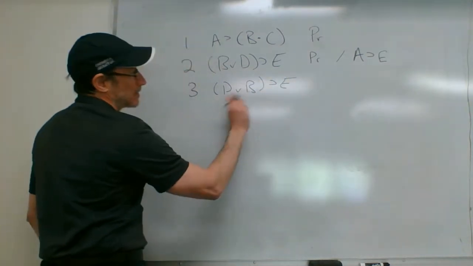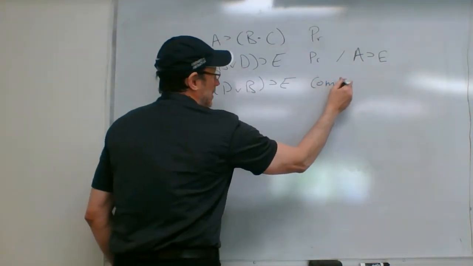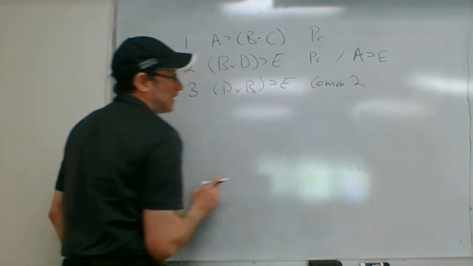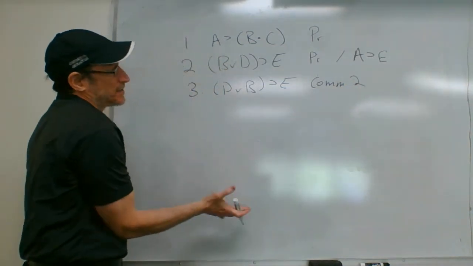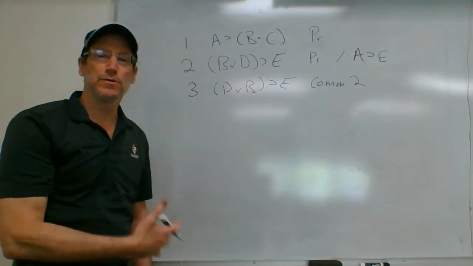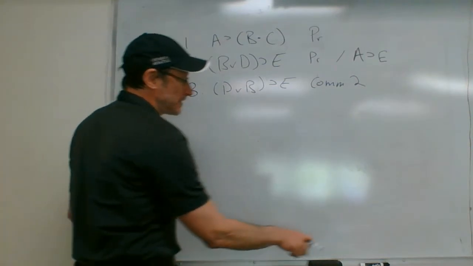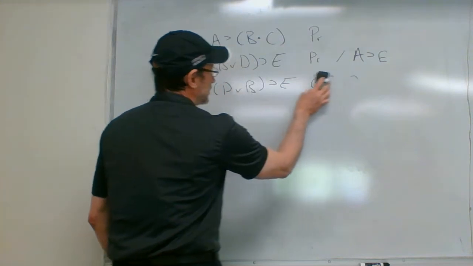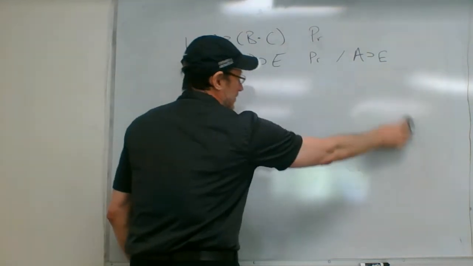This would be commutation on 2. I could do some other steps, and then I could say to myself, you know what, I'm going to do a conditional proof. I'm going to use the rule of conditional proof. Actually, let's just erase this. This was really not necessary.